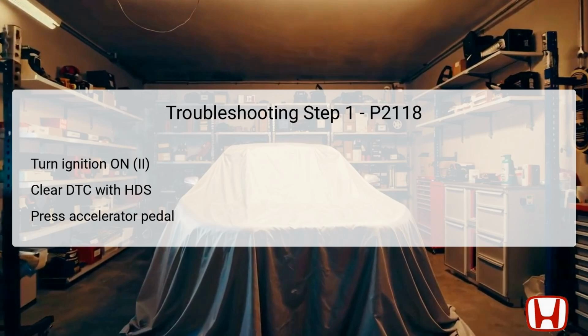After clearing the codes, slowly press the accelerator pedal all the way to the floor. This action is critical, as it allows the system to read the full range of throttle position, providing essential data to the HDS. After performing these steps, check again for pending or confirmed DTCs using the HDS.